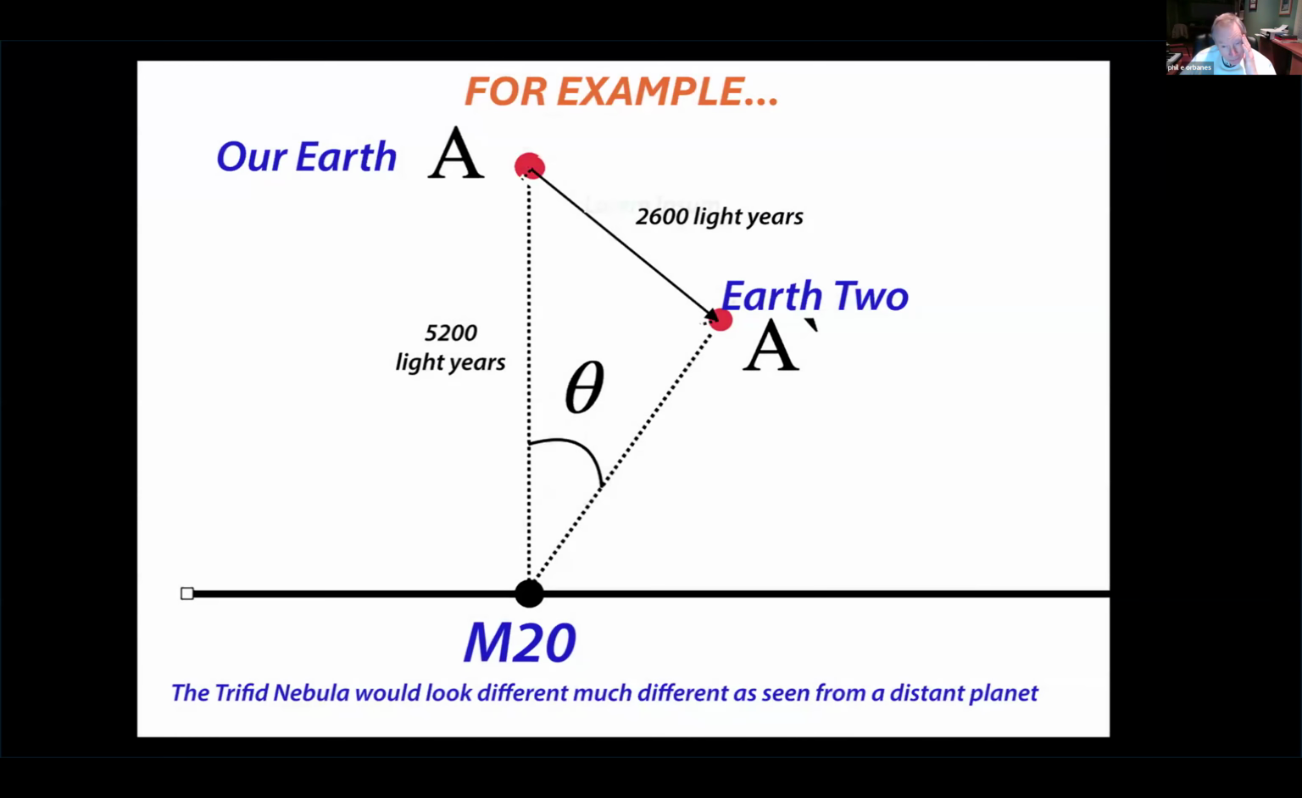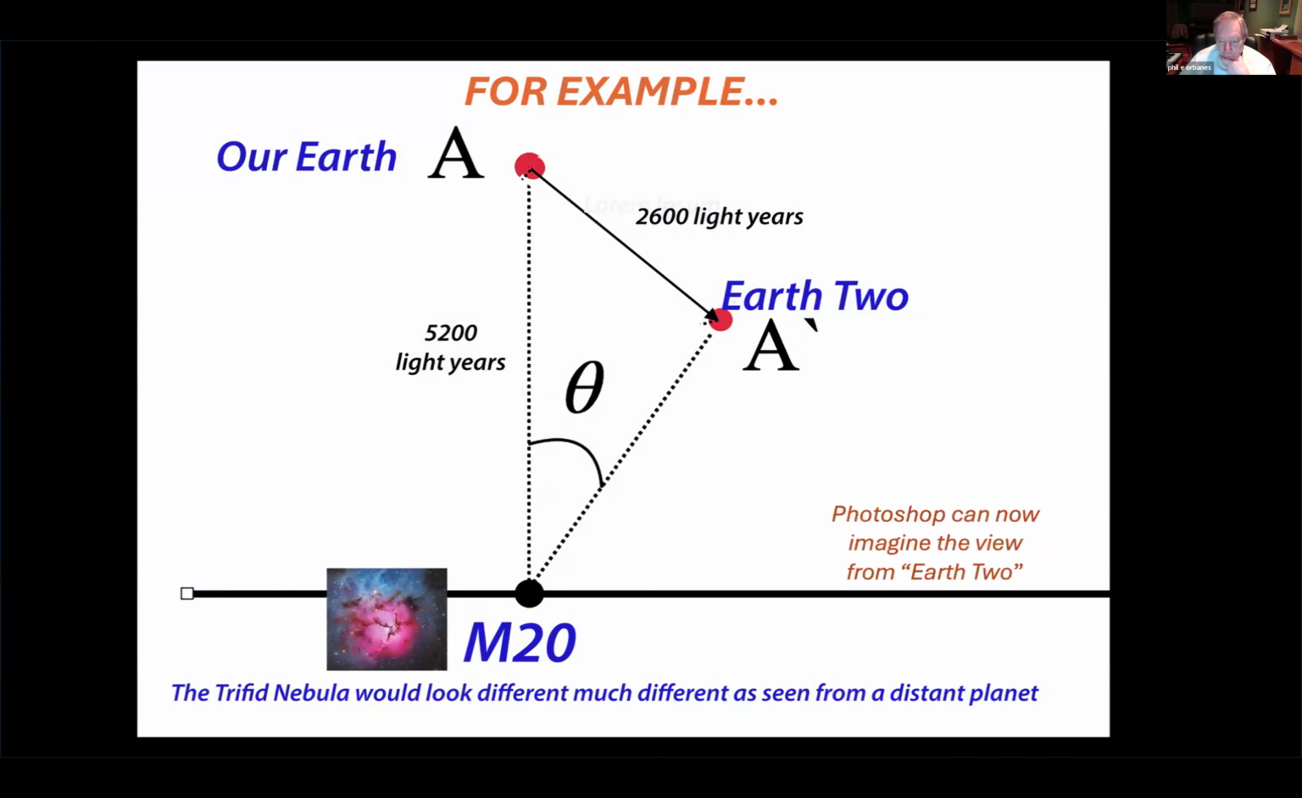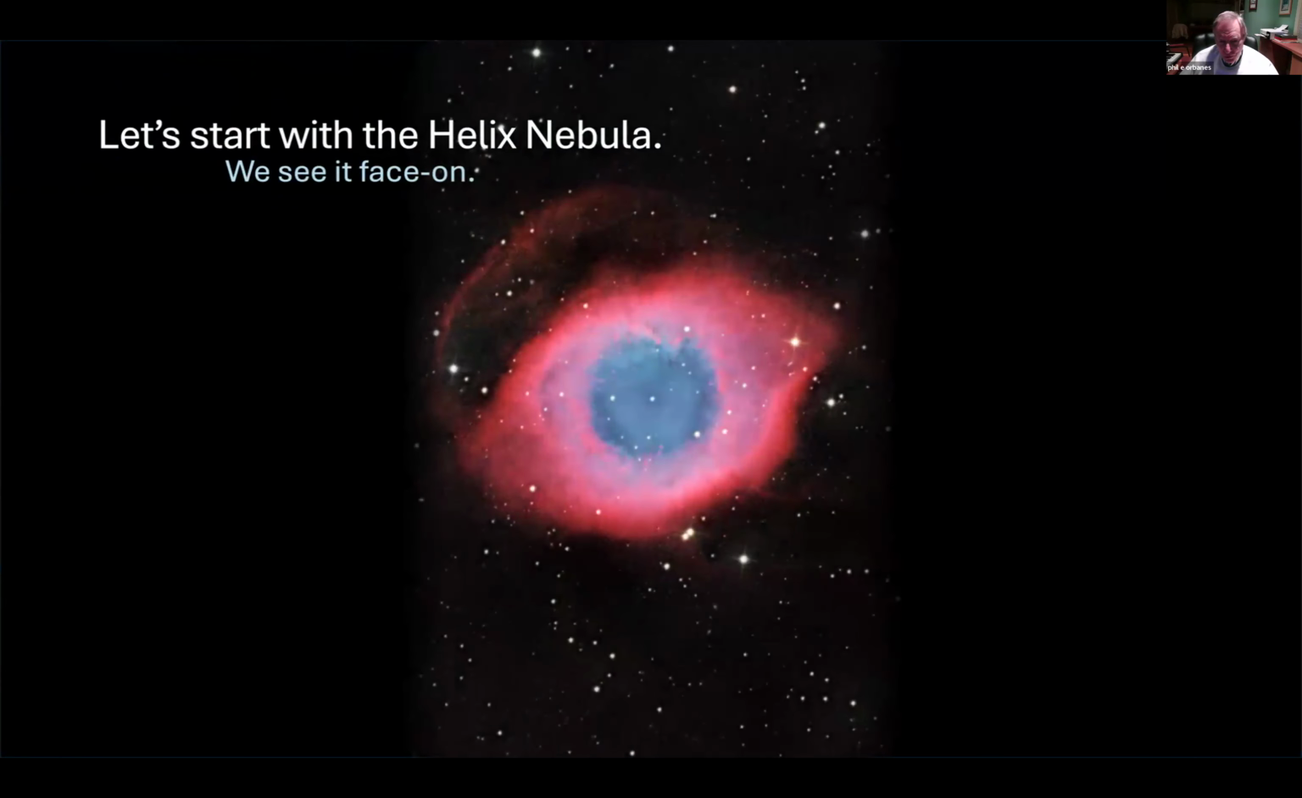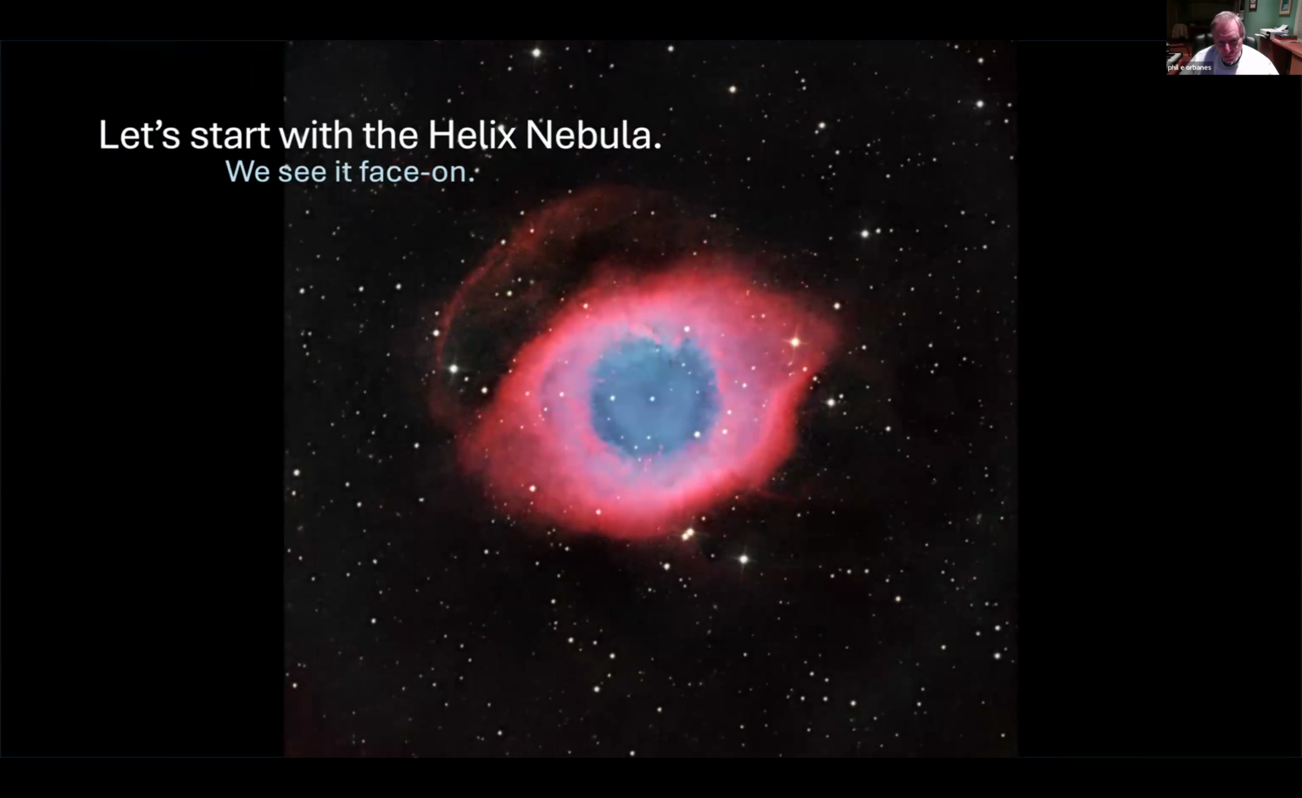So here's a diagram to illustrate the point. The Earth is A, and our twin, Earth 2, let's say it's 2,600 light years away. Viewed from Earth 2, the Trifid Nebula that we see face on would obviously look different because it would be seen from an angle. So what I did very quickly was to take 4 of my photographs of objects that are seen face on from planet Earth, and we'll start with the Helix. And then I used Photoshop to interpret what this would look like.